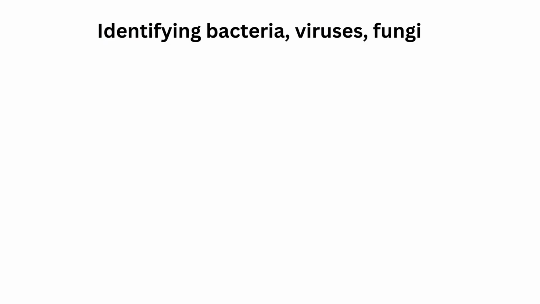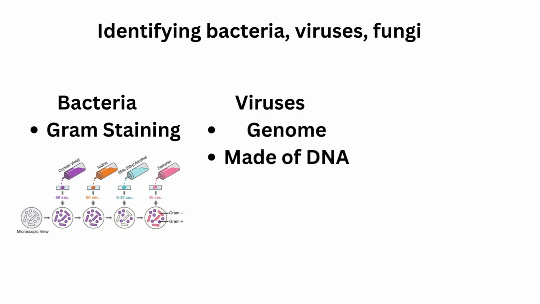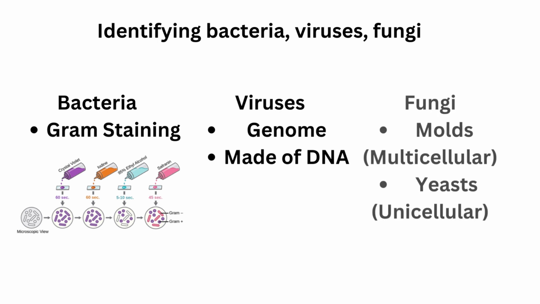We divide bacteria, viruses, and fungi according to their characteristics. With bacteria, we use a technique called gram staining to identify them, usually used for choosing the best antibiotic for a person. In viruses, we depend on their genome. And in fungi, they're either divided into molds, which are multicellular, or yeasts, which are unicellular.